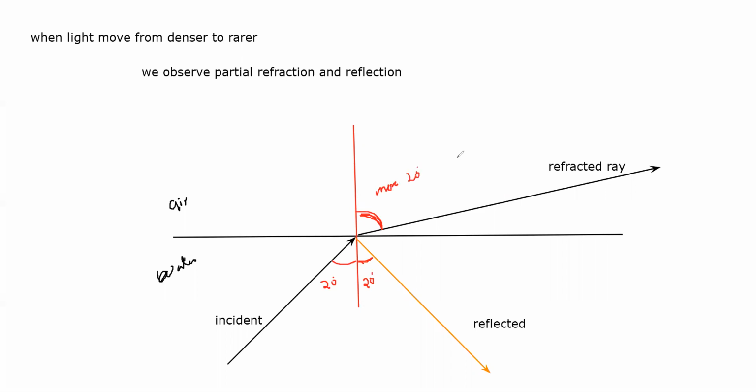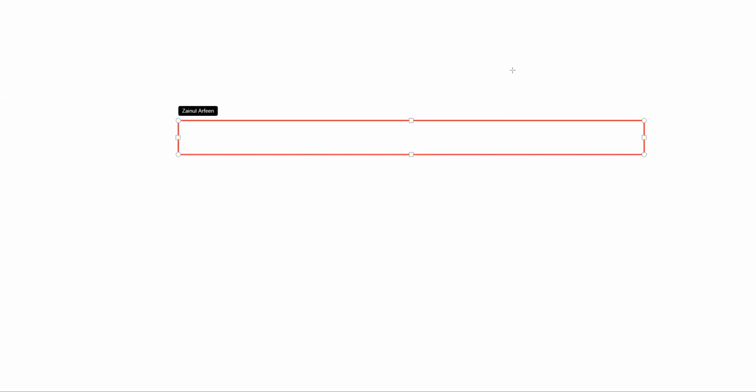So in this phenomenon, what happened? When some of the light is reflected and some of the light is refracted, we call that partial reflection and refraction of the light. It means both phenomena are taking place. An example of partial reflection and refraction is a table which has a glass top. Say this is the glass top of a table, and you're looking from here. So what will happen?